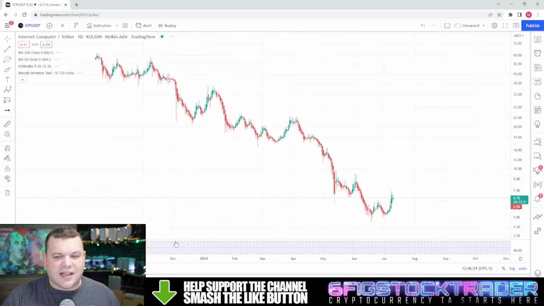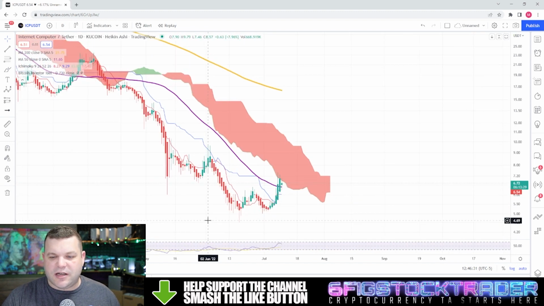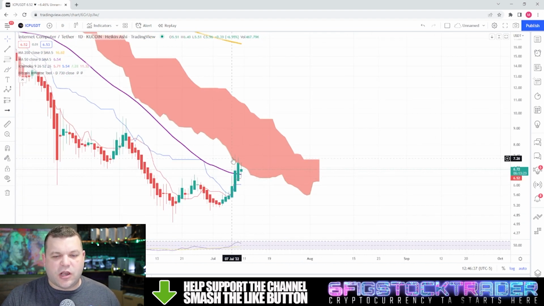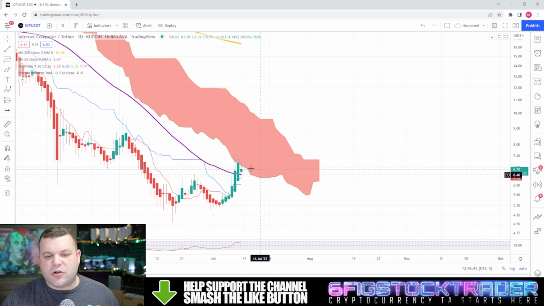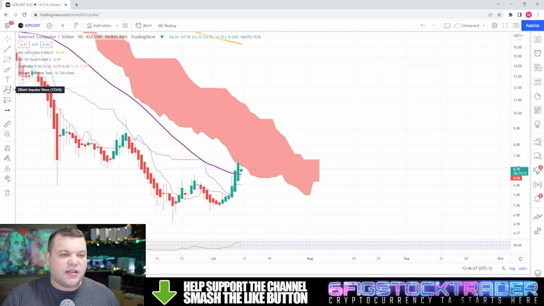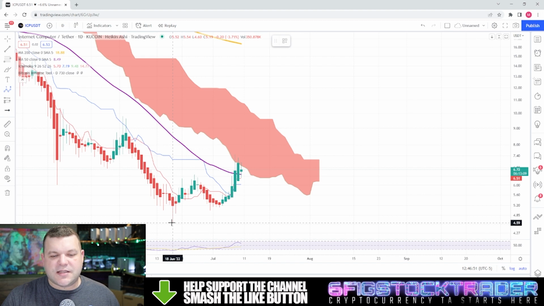Let's just check out the daily for old time's sake. So we came right up to this 50 moving average, and now it almost appears that we are filling out some sort of symmetrical triangle or pennant or something like that. We've got a very thick Ichimoku cloud here, so I'm hoping that we could possibly see some sort of Elliott wave theory to the upside.